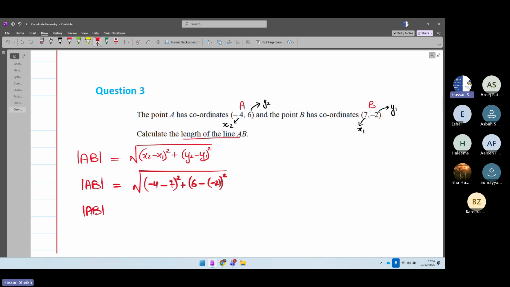Now AB comes out to be, you need to put that in your calculator. Minus 4 minus 7 is minus 11. Minus 11 squared is 121. 6 minus minus 2 is 6 plus 2, which is 8. 8 squared is 64. So 121 plus 64 is 185. So the square root of 185 is 13.60. Doubt, students?